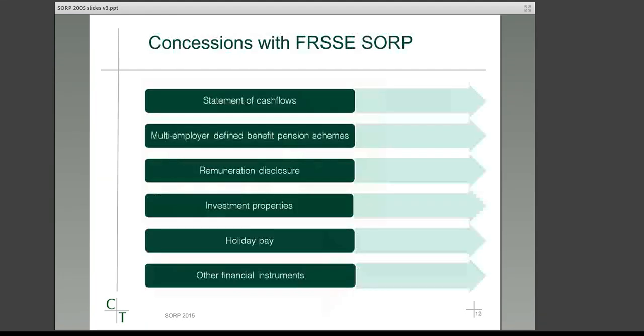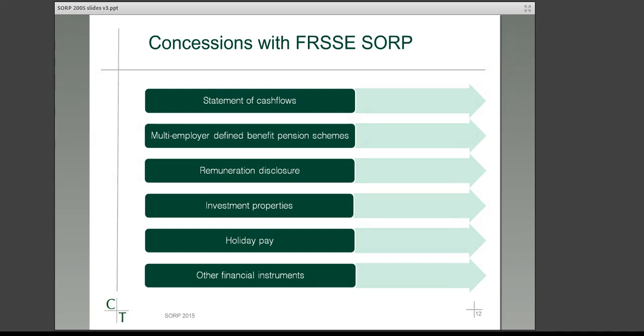When I look at what we think are the main concessions that using the FRSSE SORP will provide for us, the first of these relates to what's now called a statement of cash flows. It used to be called a cash flow statement. Under the FRS 102 version of the SORP, if you apply that, all charities need to prepare a statement of cash flows, and this sets out the cash ins and outs of the charity over the year and reconciles it to cash at the start of the year and at the end of the year. Now, these statements can be a bit complex to prepare, and some people do struggle with understanding them. So if you'd rather not prepare one of these statements, then the FRSSE gives you the option of not doing so.